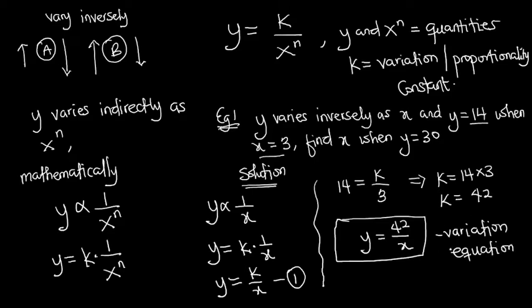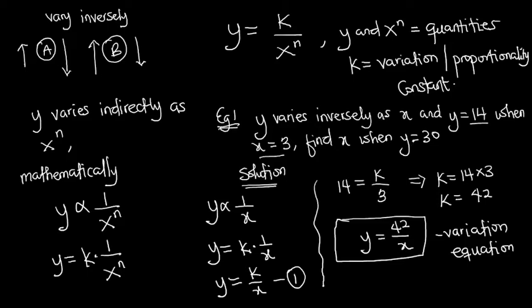Now note that the variation equation here is the same as the variation equation here. The only difference is that here we've been able to compute the value of the constant when we were given two variables, that is y to be 14 and x to be 3. Now let's find the value of x when y is equal to 30.